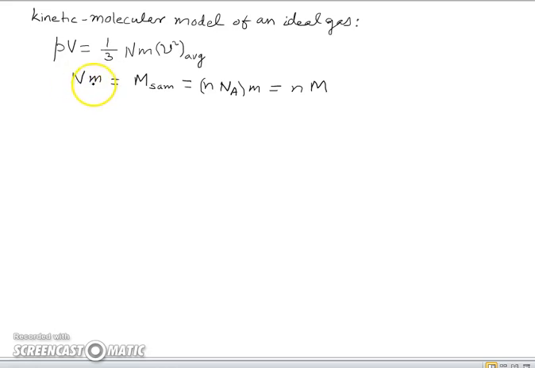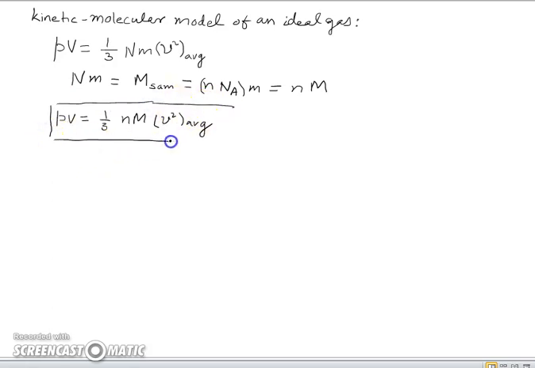So capital N m is interesting. The symbol capital N m is the same as small n capital M. So I can rewrite this equation as PV is equal to 1/3 small n capital M times V square average, right? So we got two relationships which we will use in the next discussion. So let me box them for future reference, right? Great.